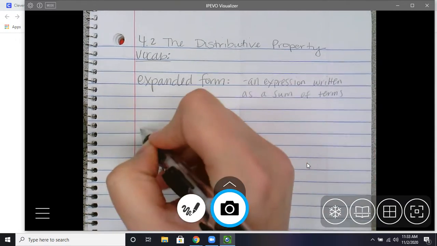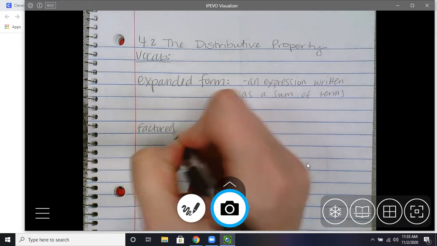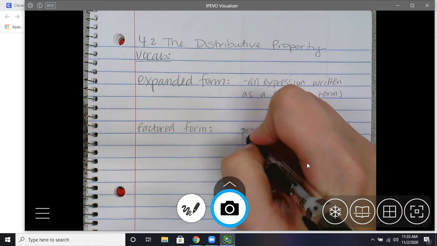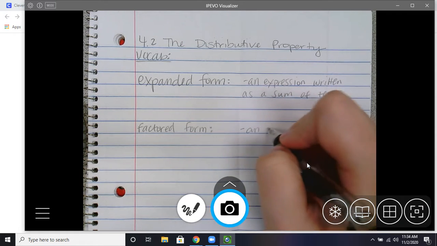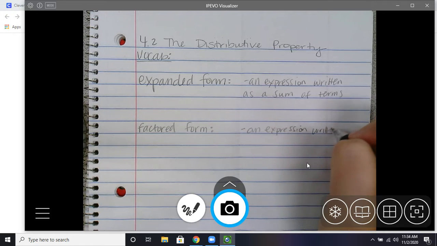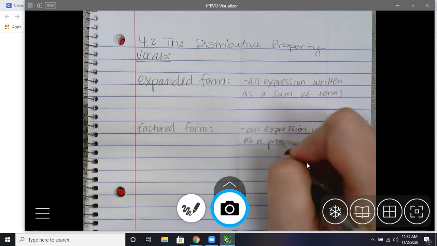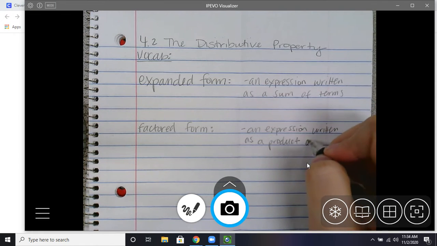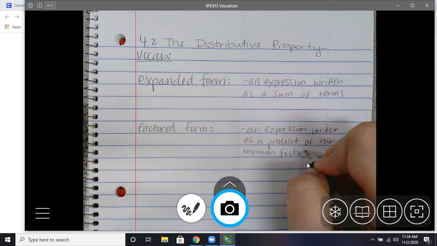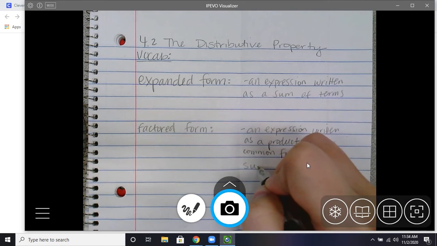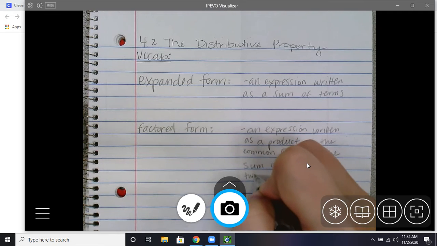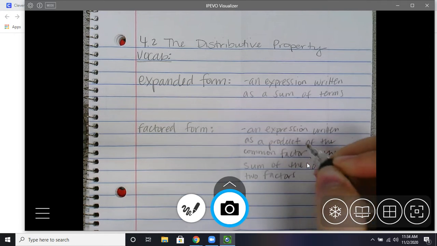And then the next one is factored form, which would be an expression written as a product of the common factor and the sum of the other two factors.